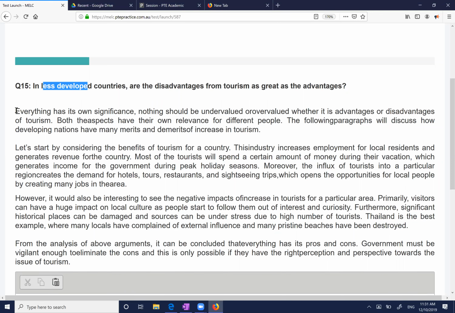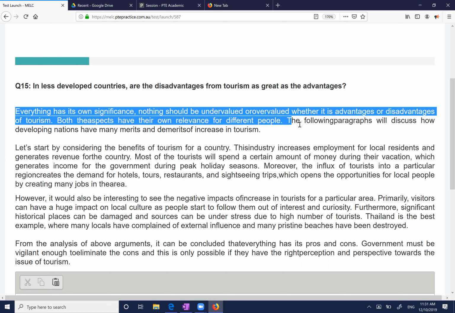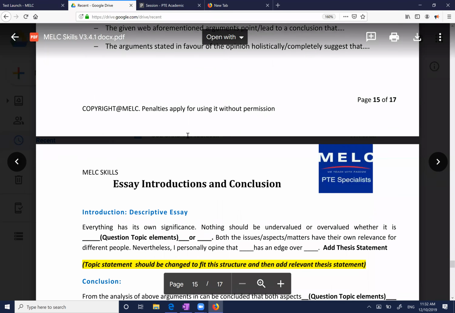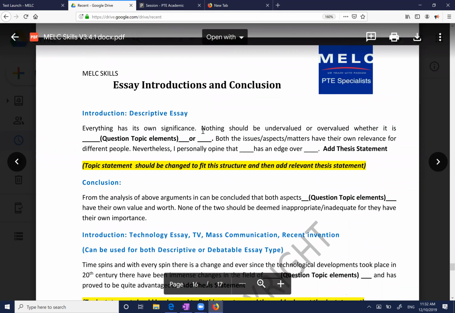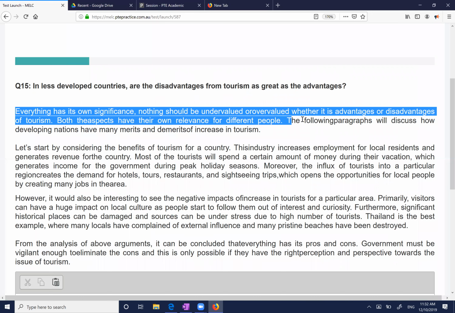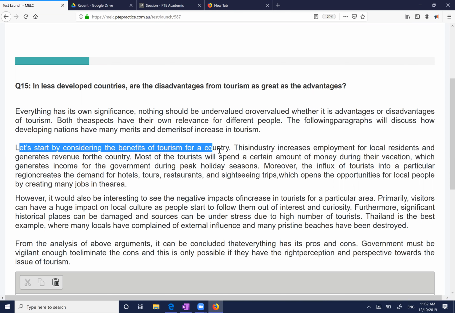Now I'll show you the introduction. Have you read this before? Everything has its own significance. Nothing should be undervalued or overvalued. I showed you in the structure part, the introduction part. So if someone does not know how to write an introduction, we can use this. At the end, I wrote: the following paragraph will discuss how developing nations have many merits and demerits of increase in tourism. Thesis statement. Let's start by considering the benefits of tourism for a country.